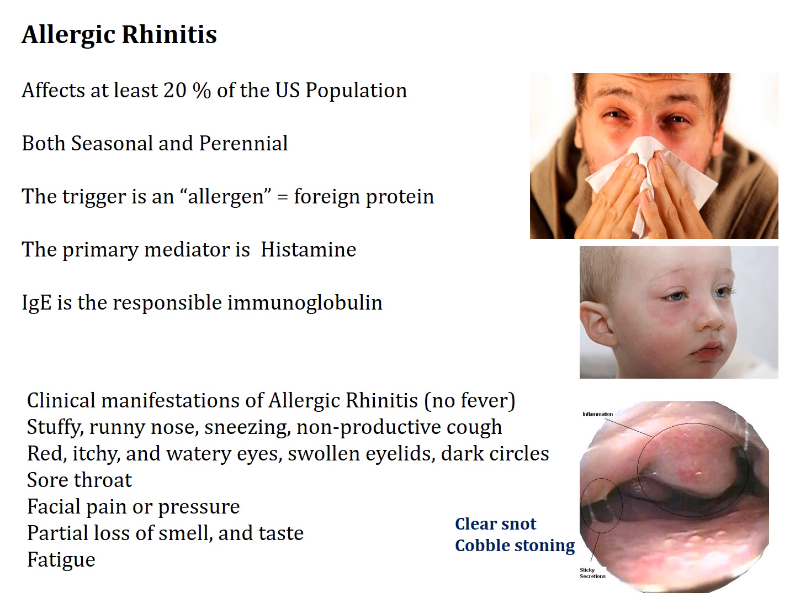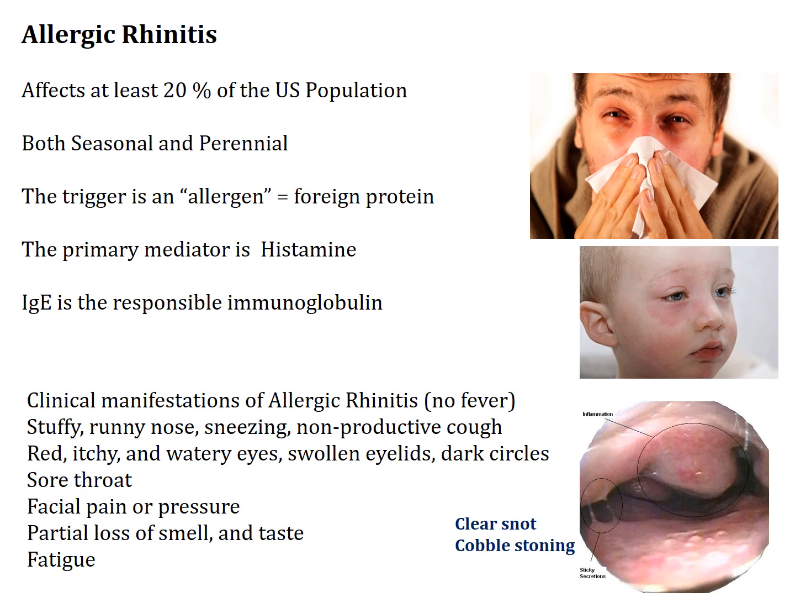All right, what is allergic rhinitis? Allergic rhinitis affects at least 20% of the U.S. population. They can have both seasonal and perennial components. The trigger is an allergen. It's some type of foreign protein. That type of foreign protein will initiate histamine responses. The primary immunoglobulin responsible for allergic inflammatory responses is IgE.